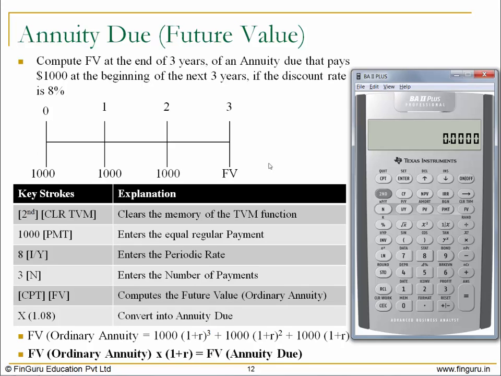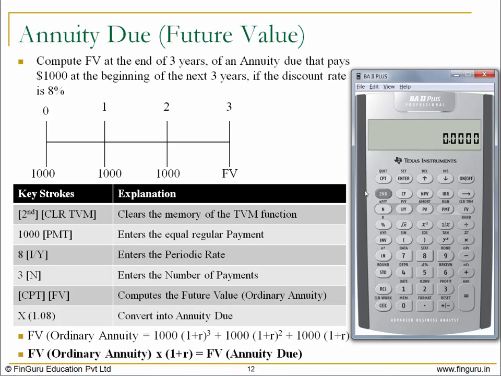The question is represented here on the timeline. The $1,000 is being received at the beginning of the first year, which is at time 0. It is also being received, the $1,000, at the end of the first year, which is also the beginning of the second year, and $1,000 again at the end of the second year, which is the beginning of the third year. And we wish to calculate the future value at the end of all the 3 years.